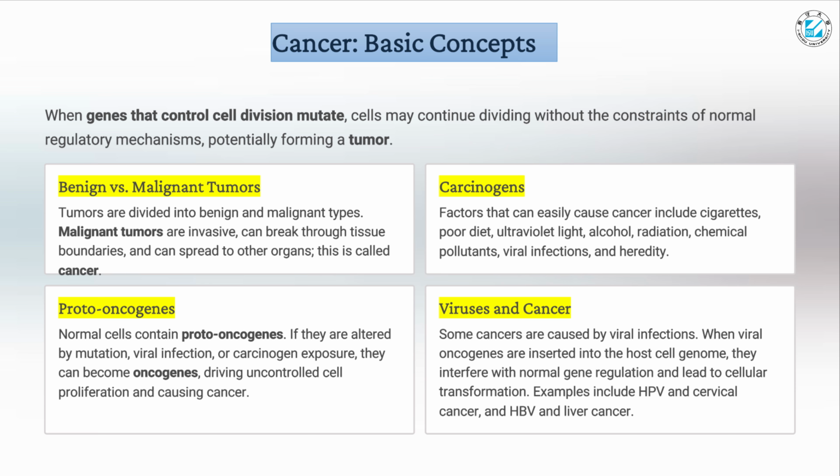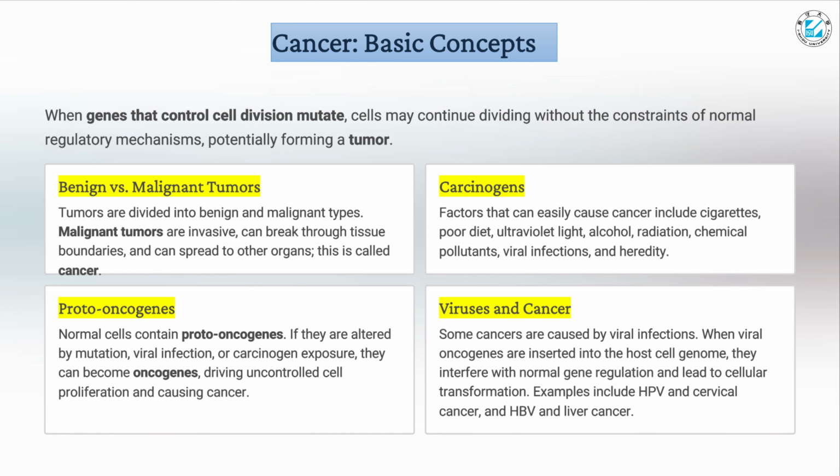Many factors can increase cancer risk. These include cigarette smoking, poor diet, UV irradiation, alcohol consumption, ionizing irradiation, chemical pollutants, viral infection, and inhaled chemicals. A key concept is the proto-oncogene. Proto-oncogenes are normal genes that promote cell growth when properly regulated. If they are mutated, amplified, or abnormally activated, they can become oncogenes and drive uncontrolled cell division.